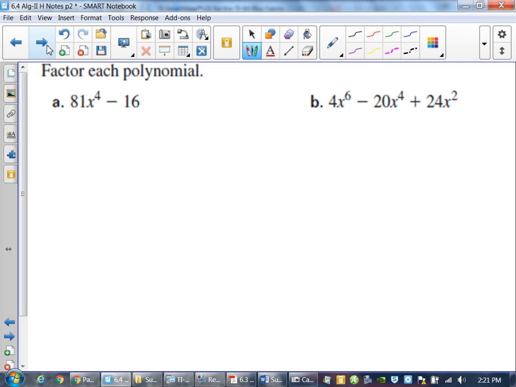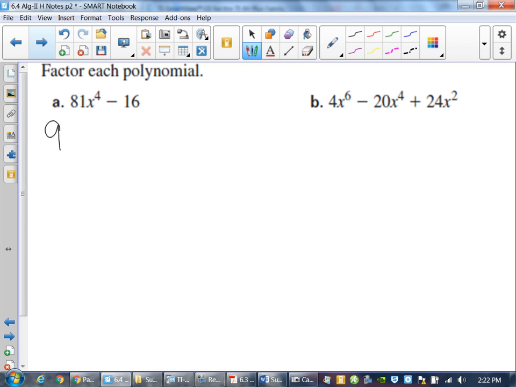81x to the 4th minus 16. It's two terms. There's subtraction between the two. That usually is a dead ringer to ask yourself the following question. Is 81x to the 4th a perfect square? Yeah. What's the square root of 81x to the 4th? 9x squared. Is 16 a perfect square? What is it? It's 4. Is that a subtraction sign between the two? That's just a difference of squares.